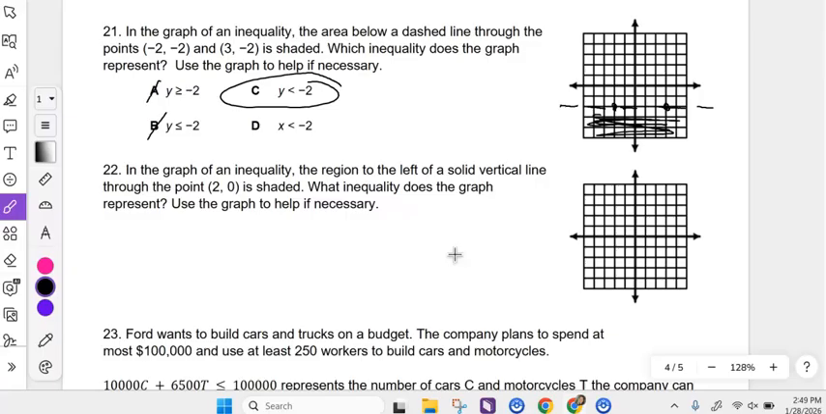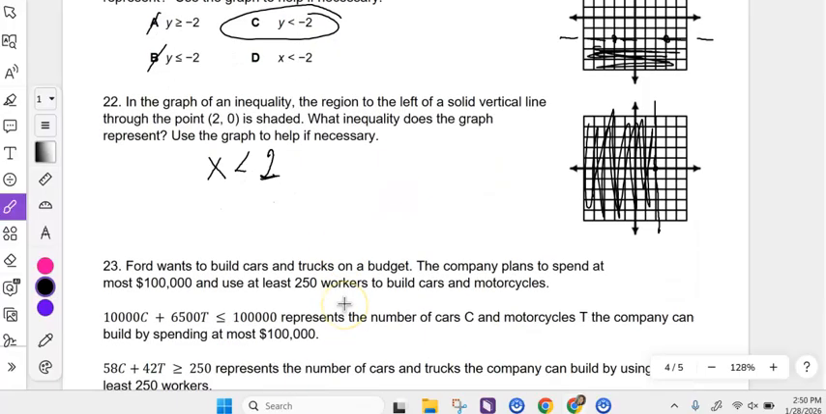In the graph of an inequality, the region to the left of a solid vertical line through the point 2, 0 is shaded. What inequality does the graph represent? So I'm going to go to 2, 0. And it's a solid line. So it does not cross through the y-axis at all. So I know I'm going to have x, and I'm going to have 2. And it's shaded to the left. So all of my x's are less than 2. So that's a 2. So there's your answer for that one.